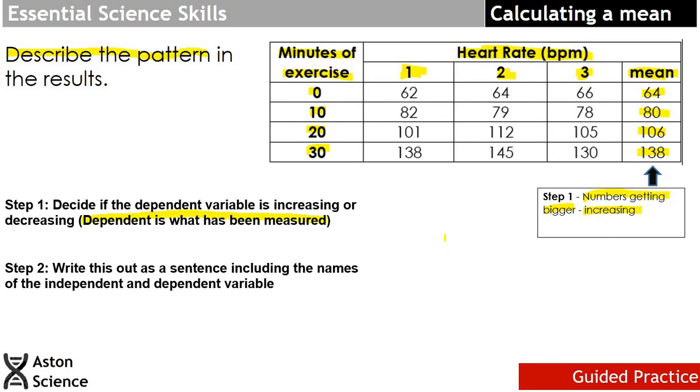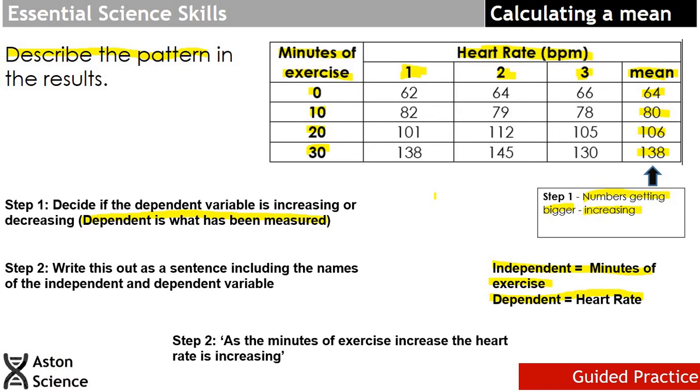We then need to write this out as a sentence, including the names of our independent and dependent variable, which we have already stated, the dependent being our heart rate and the independent being the minutes of exercise. So the answer would be, as the minutes of exercise increase, the heart rate is increasing.